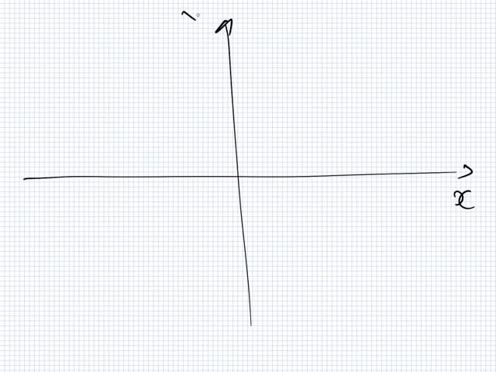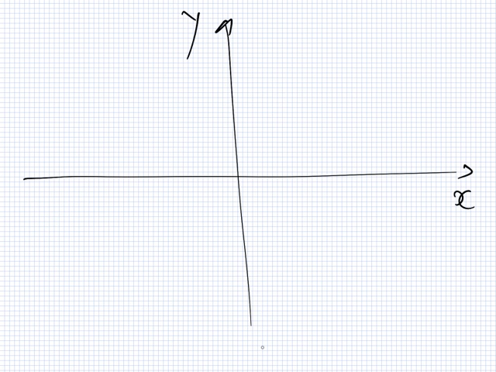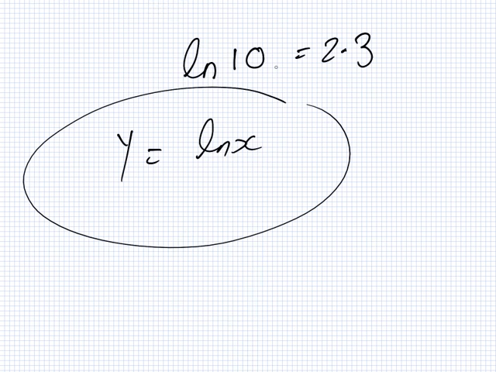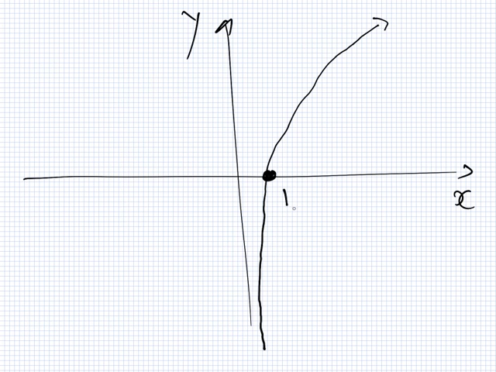The graph goes like this. There's no negative part, so there's nothing here, and it comes from minus infinity and it goes up, and it keeps increasing, but it kind of levels off a bit. Where does it cross the x-axis? In other words, if y is 0, what's the value of x? 1. Log 1 is 0. So here, 1, 0. So this is the graph.